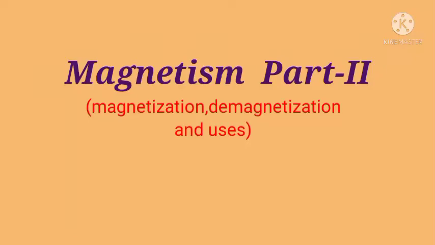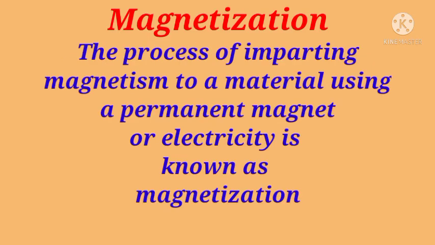Children, in this video we are going to see Magnetism Part II, that is magnetization, demagnetization and uses of magnets. Magnetization, that is making a magnet. The process of imparting magnetism to a material using a permanent magnet or electricity is known as magnetization. So there are many methods to do this.